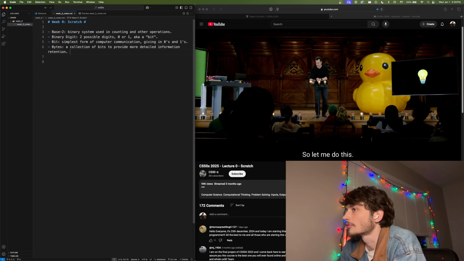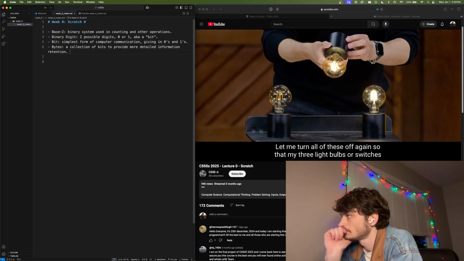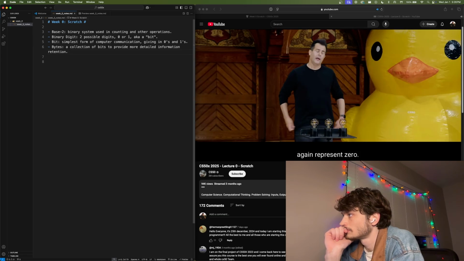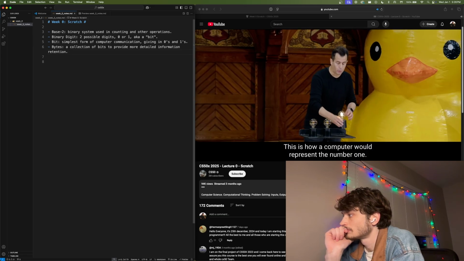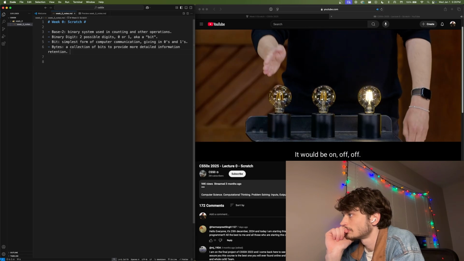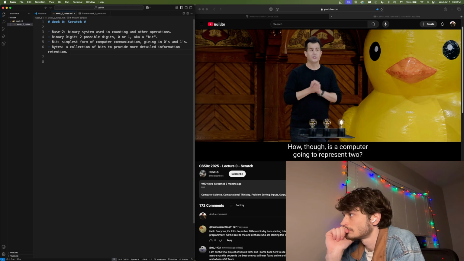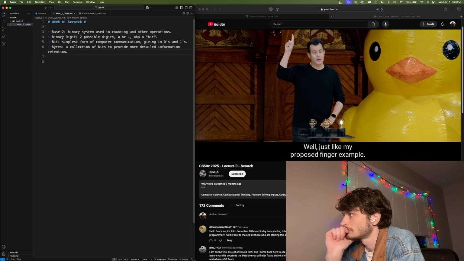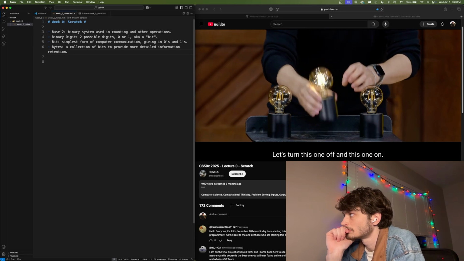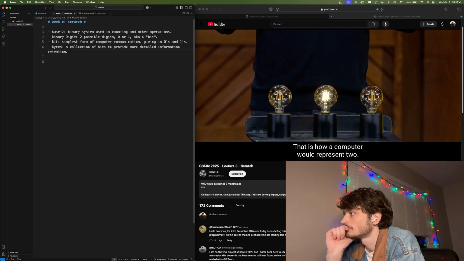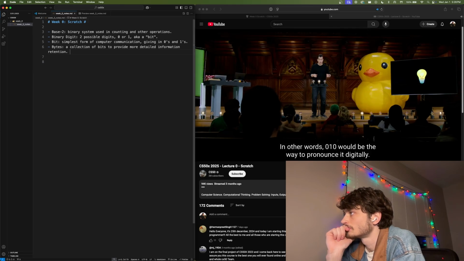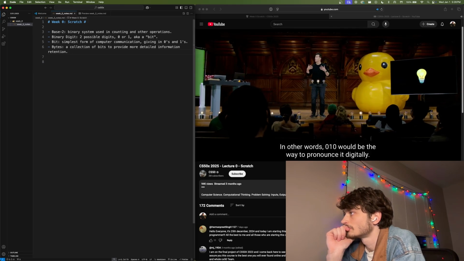So let me do this. Let me turn all of these off again so that my 3 light bulbs or switches, again, represent 0. And the first one's easy. This is how a computer would represent the number 1. It would be on, off, off. How, though, is a computer going to represent 2? Well, just like my proposed finger example, let's do this. Let's turn this one off and this one on. That is how a computer would represent 2, by saying off, on, off. In other words, 0, 1, 0 would be the way to pronounce it digitally.